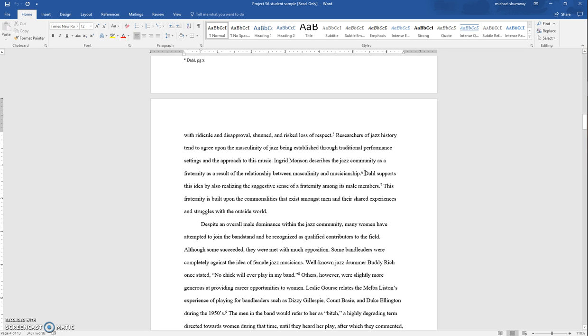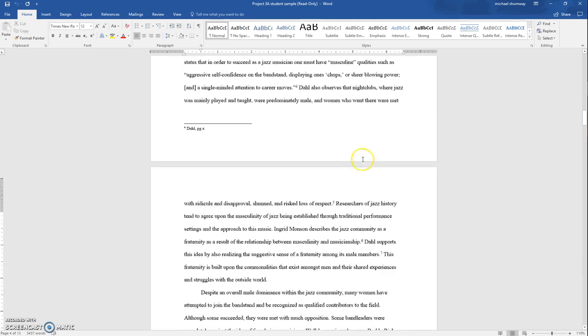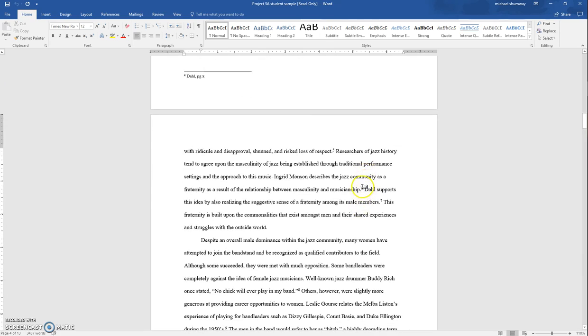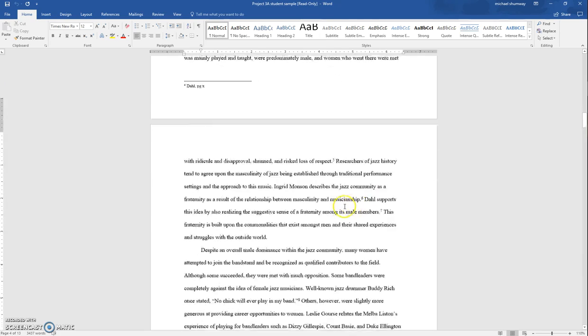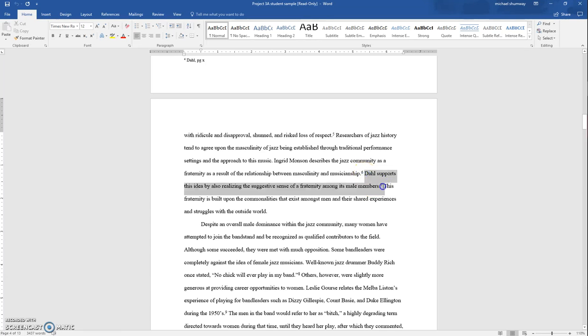Dahl supports this idea by also realizing the suggestive sense of fraternity among its male members. This fraternity is built upon the commonalities that exist among men and their shared experiences and struggles with the outside world. And so this is really important because what this author has just done, they've taken two separate sources and they've given us the arguments from each one, and then they've explained to us how these sources relate.